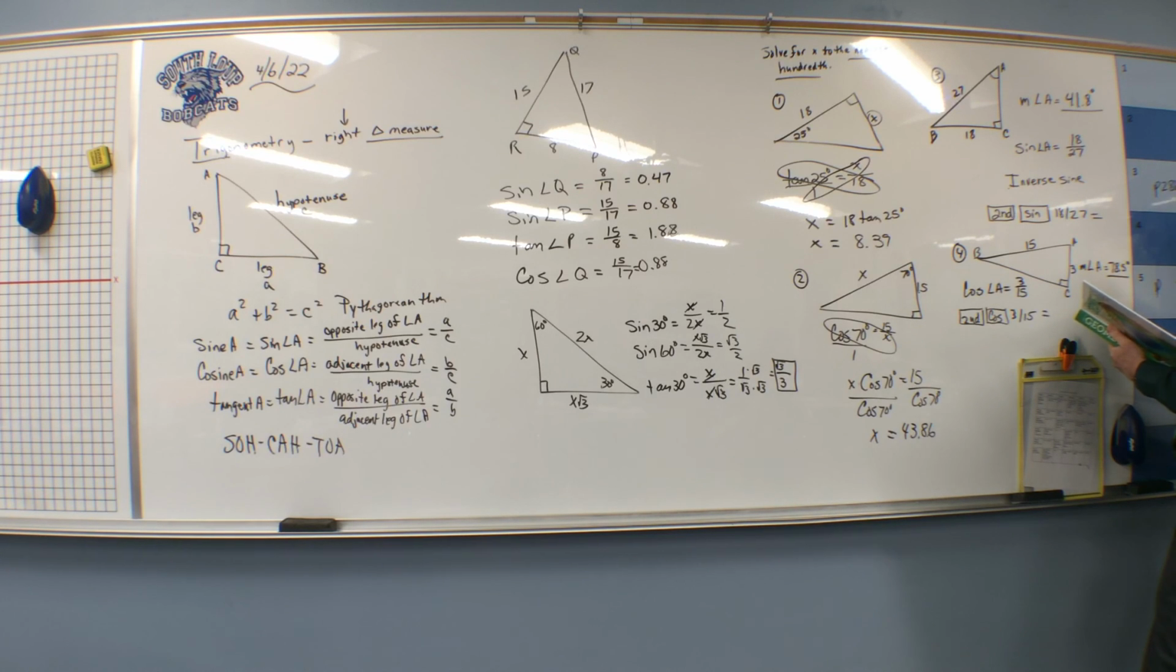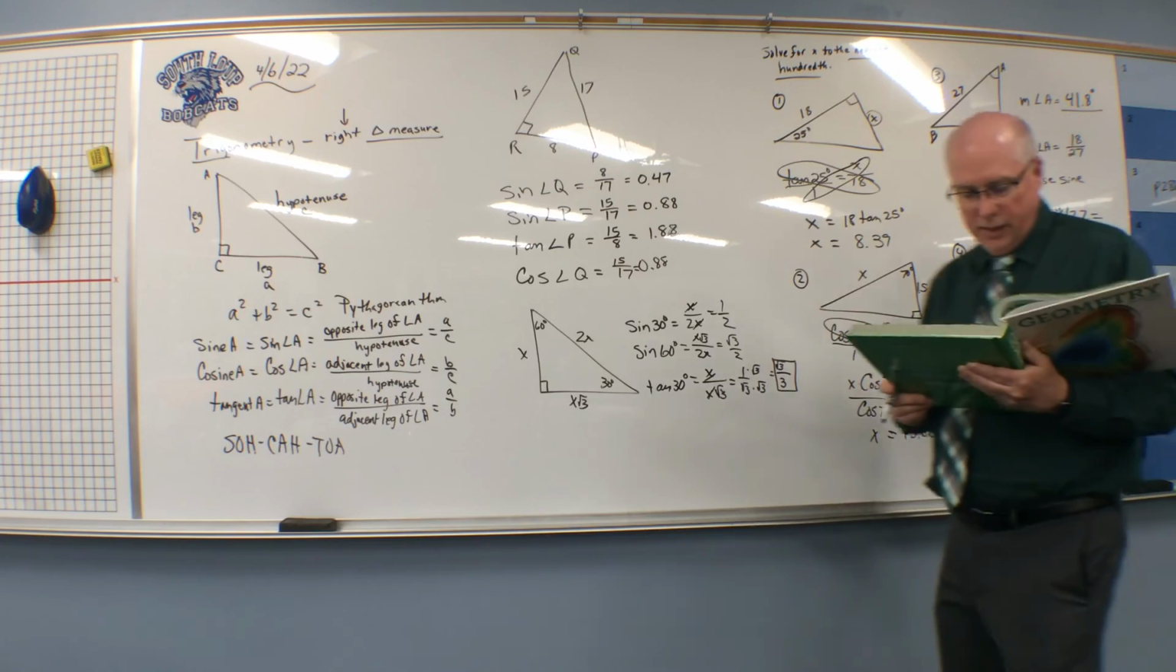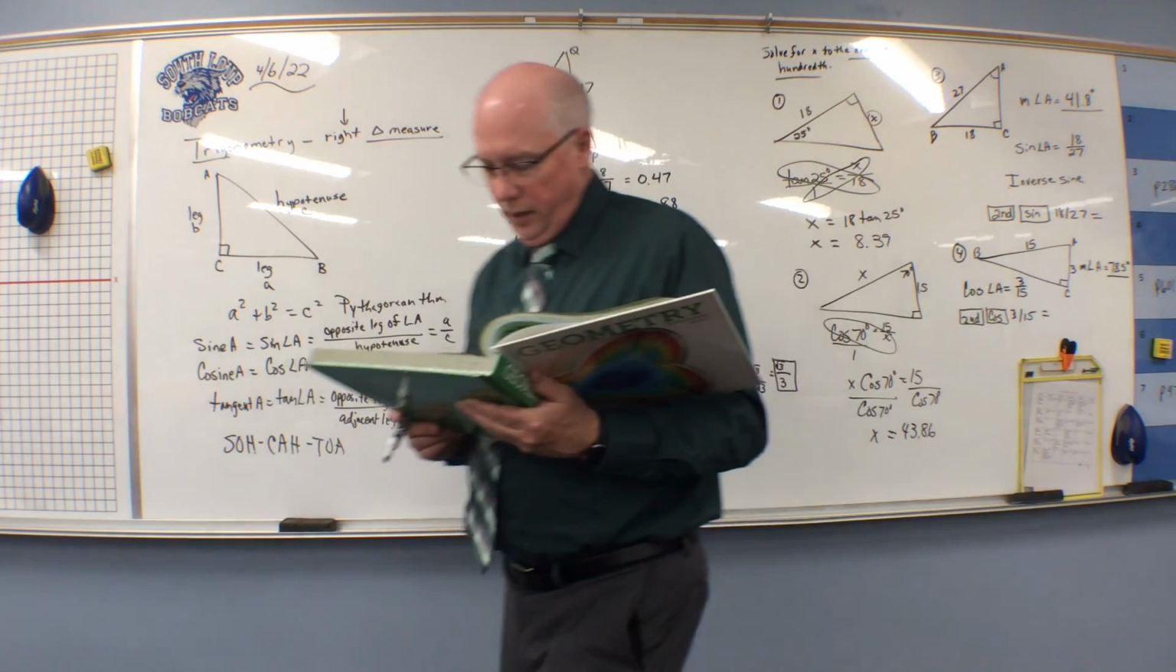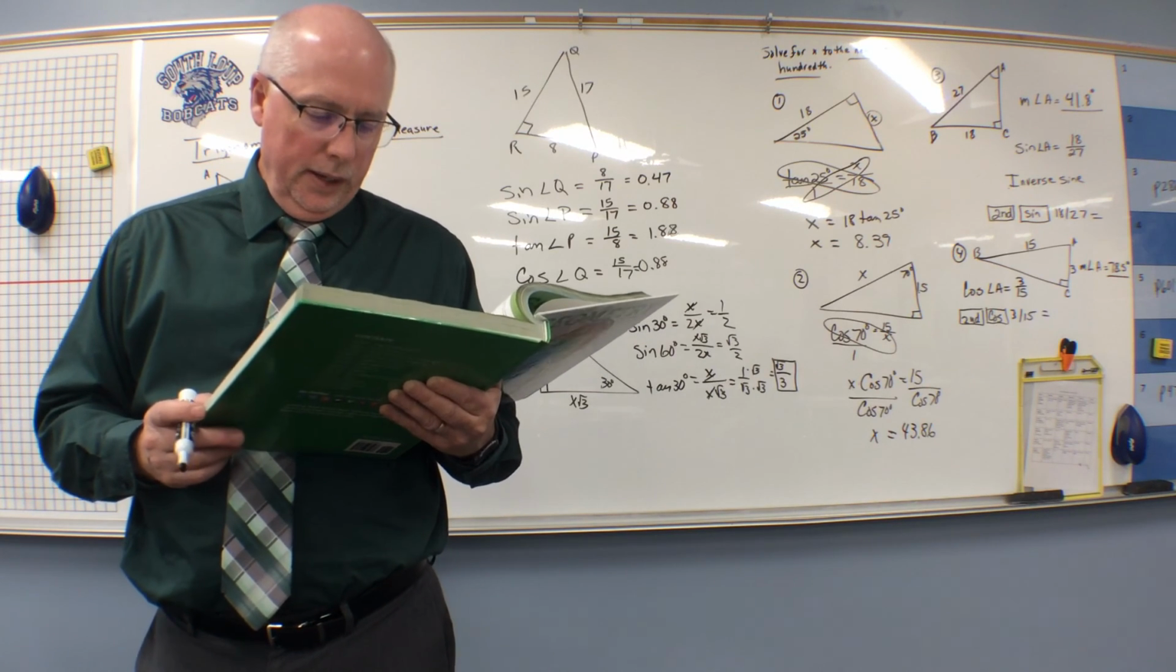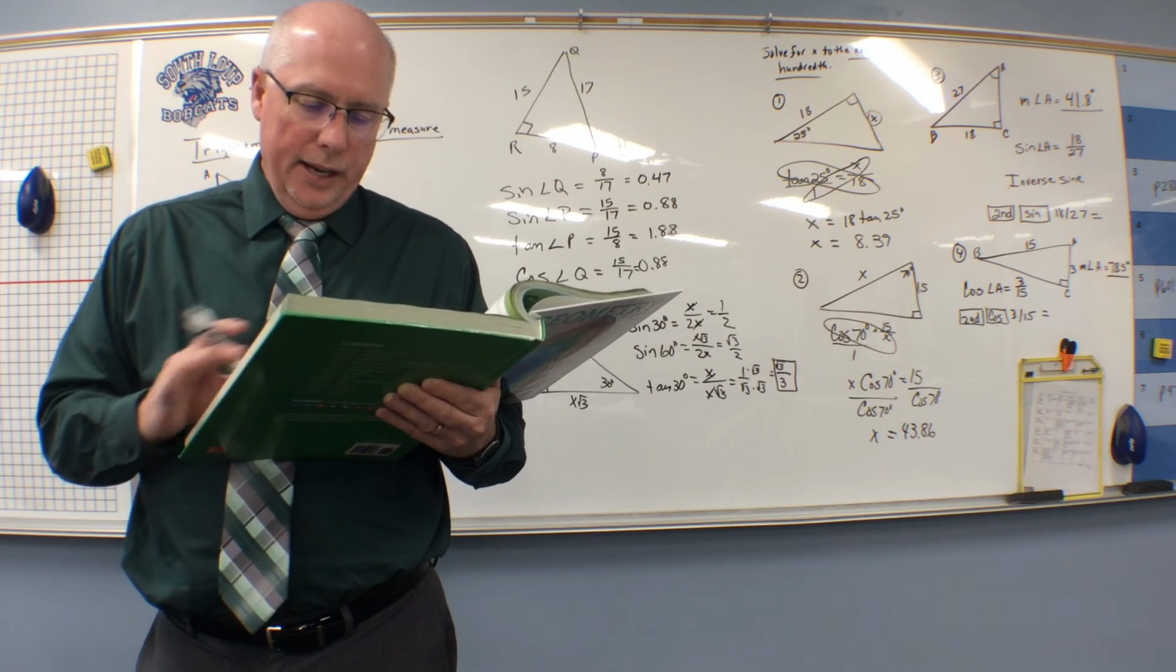All right, so your assignment for Monday is page 601, numbers 16 through 20 even. So 16, 18, 20, and then 21 through 43. On 16 and 18, the book does not simplify the fractions, and I want you to.